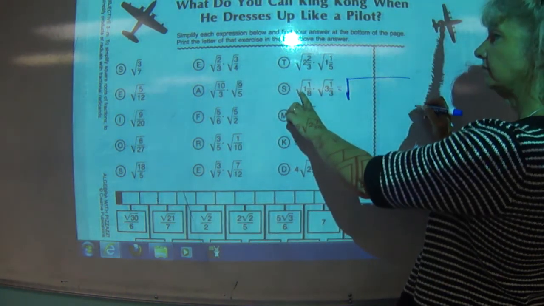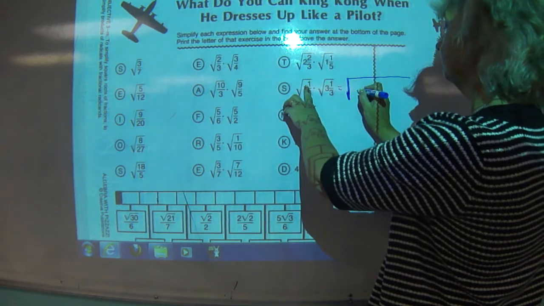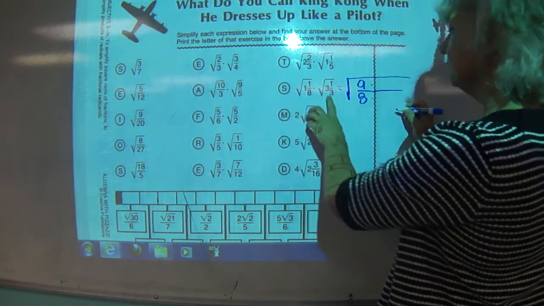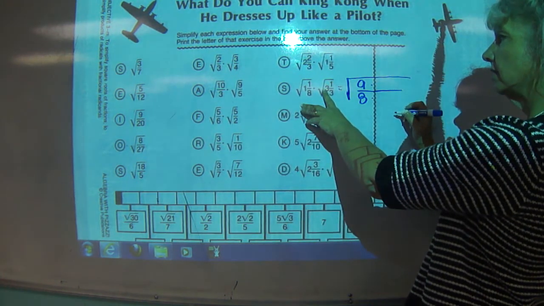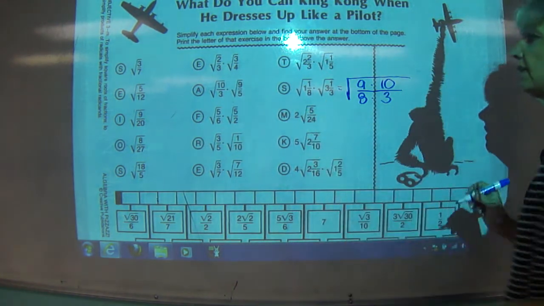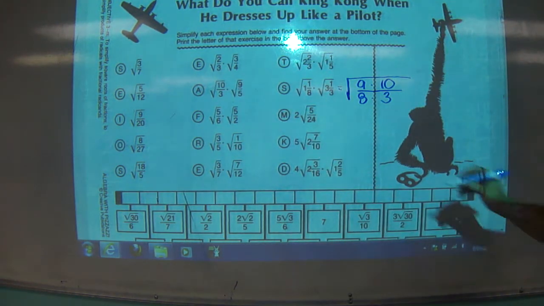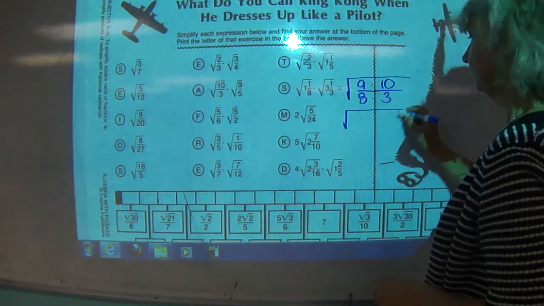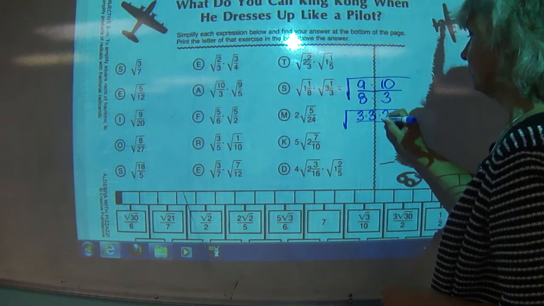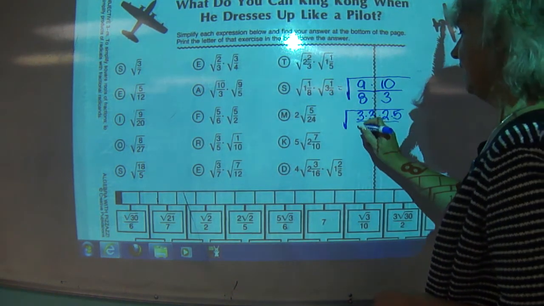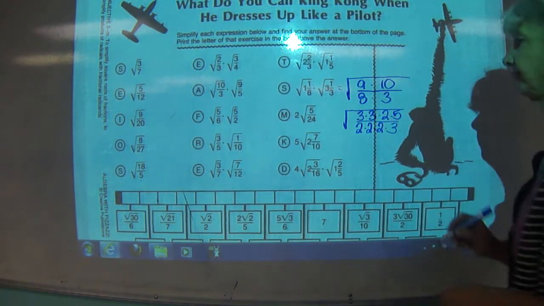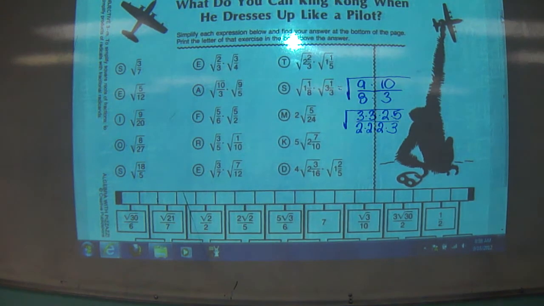8 times 1, 8 plus 1 more, 9/8. Times 3 times 3 plus 1, 10/3. Now if we factor those numbers, leaving it under the radical sign, 9 is 3 times 3, 10 is 2 times 5, 8 is 2 times 2 times 2, and 3 is prime. Do you see any big ones?